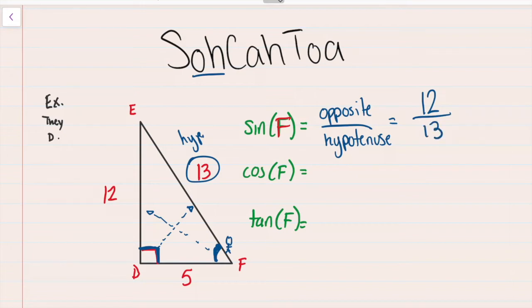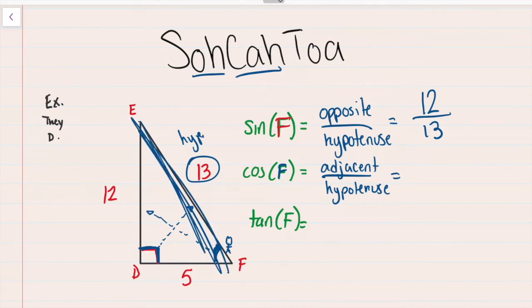Alrighty, what about cosine of F? That's the second section, CA. That will be cosine, the C for cosine, and the A is going to stand for adjacent over hypotenuse. And once again, the hypotenuse is never going to change in a triangle. It's always the longest side. So we know that at the bottom, we're going to have a 13.